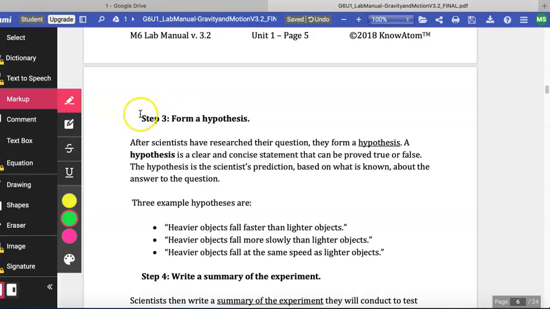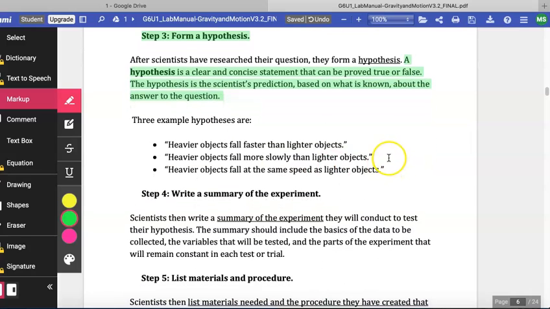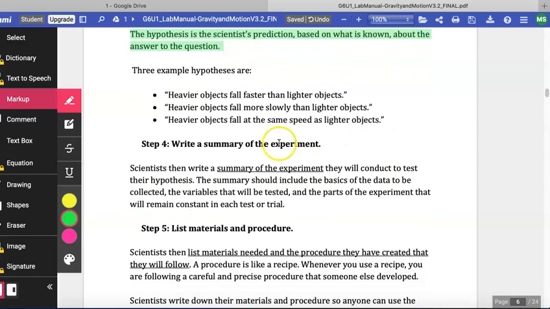Step 3. Form a hypothesis. After scientists have researched their question, they form a hypothesis. A hypothesis is a clear, concise statement that can be proved true or false. This hypothesis is the scientist's prediction based on what is known about the answer to the question. 3 example hypotheses are: heavier objects fall faster than lighter objects. Heavier objects fall more slowly than lighter objects. Heavier objects fall at the same speed as lighter objects.